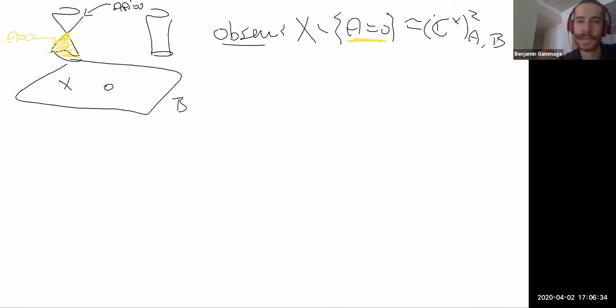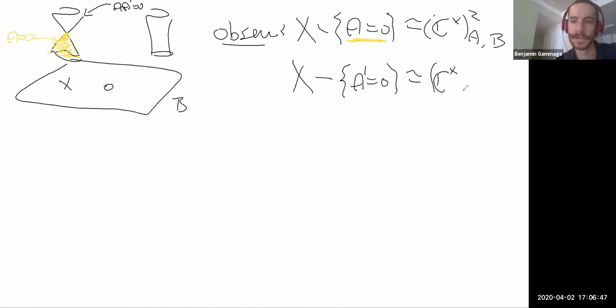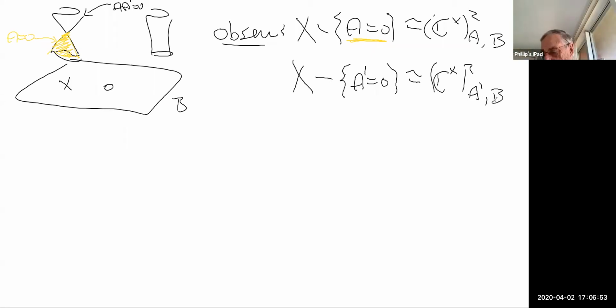It's also true that I could have deleted the other branch of this singular fiber, x minus A prime equals 0. And that's also going to be a copy of C star squared, where now I've forced my A prime variable to be 0. So a cluster variety has these two torus charts.